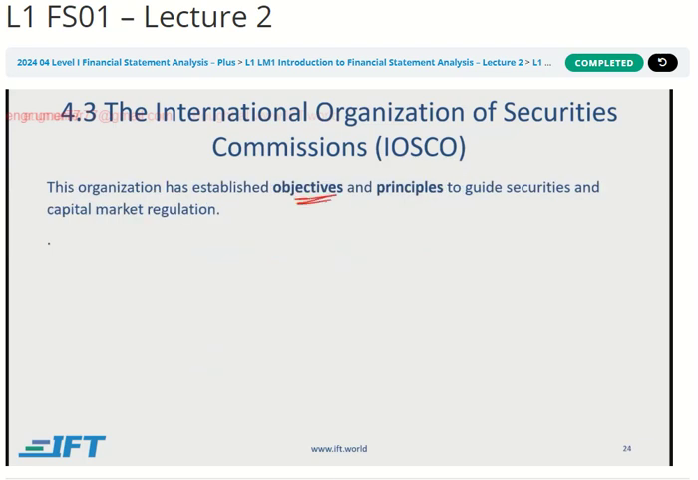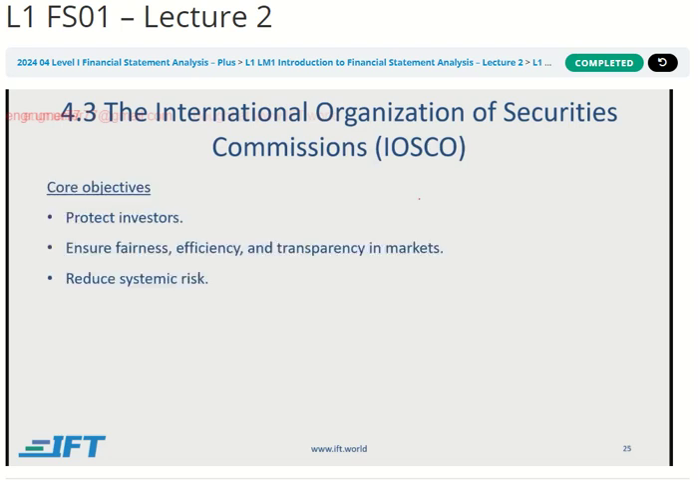And what does it do? It develops the objectives and principles for the regulation of capital markets. Now, what are these objectives? Number one objective is to protect investors.